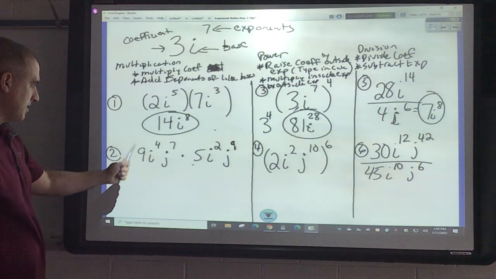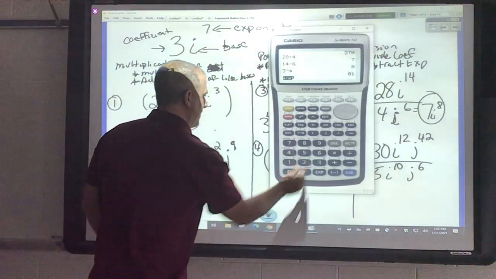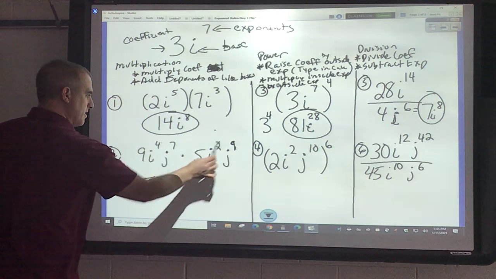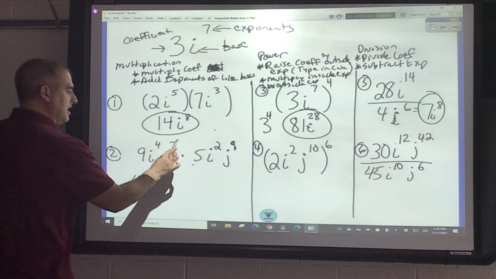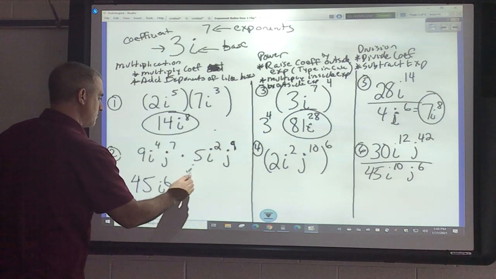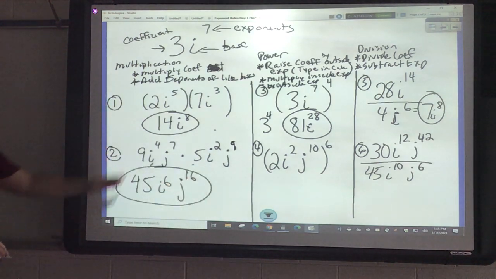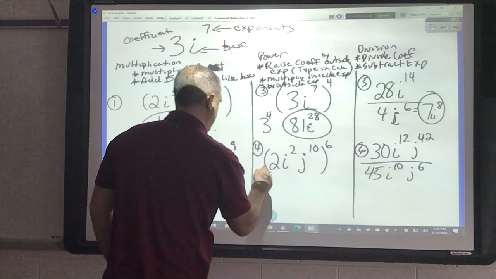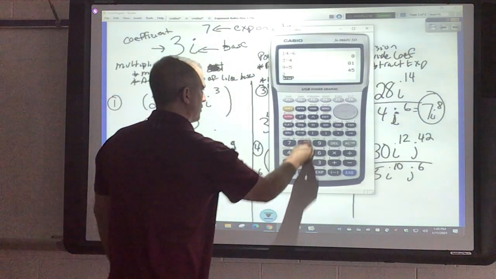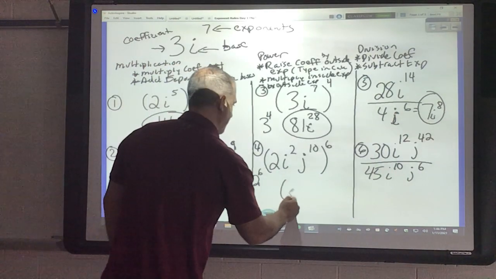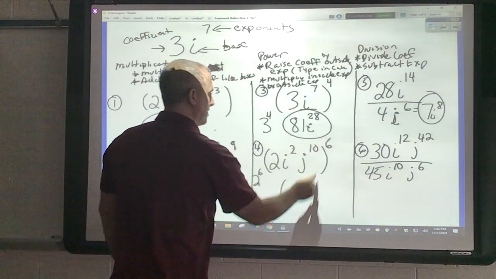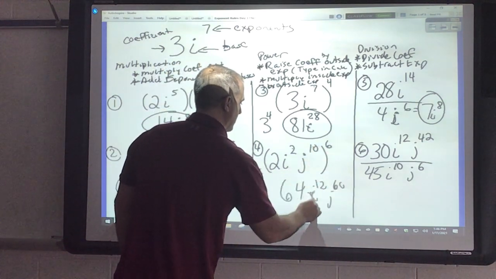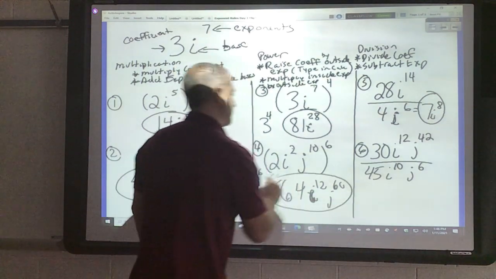So here's an example. This is multiplication. So I would multiply 9 times 5, which is 45. Now, I want to add the i's, that's 4 and 2, which would give me 6, and then add the j's, 7 and 9, which would give me 16. So this would be my answer. So you have to add the like ones. This is the power rule. So raise the coefficient by that exponent. So 2 caret 6, first thing I want to do, 64. Then I'm multiplying. 2 times 6 would be 12 for i. 10 times 6 would be 60 for j. So i to the 12th, j to the 60.